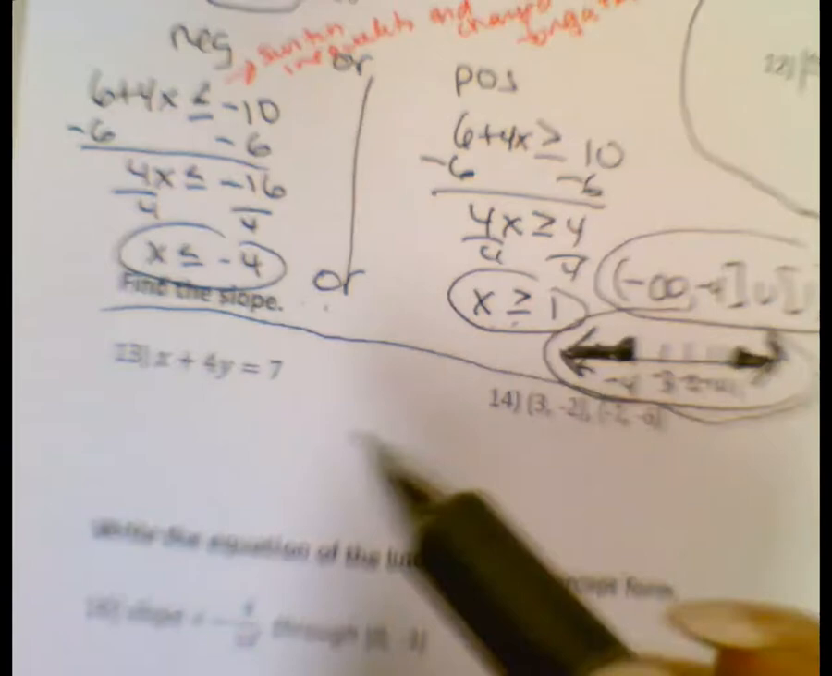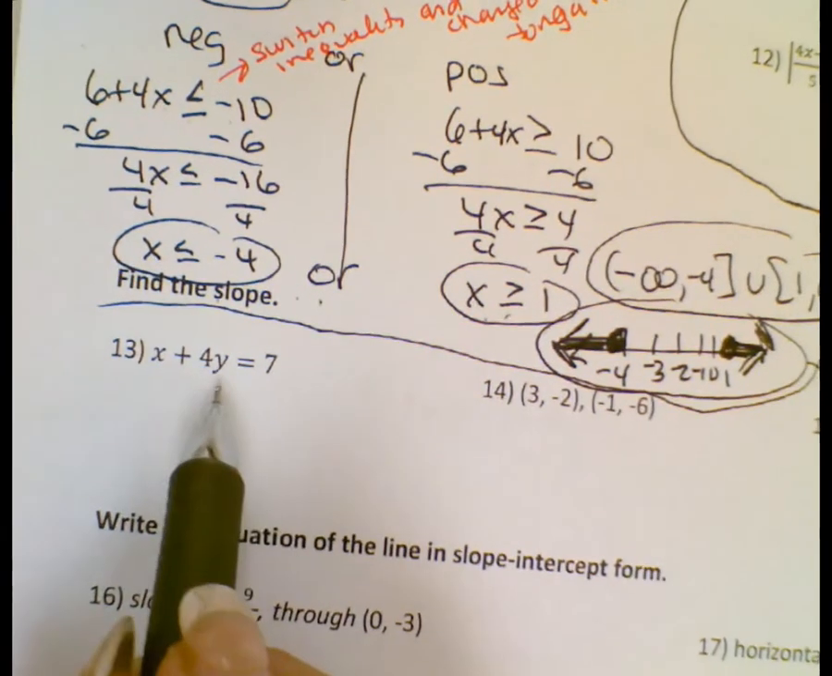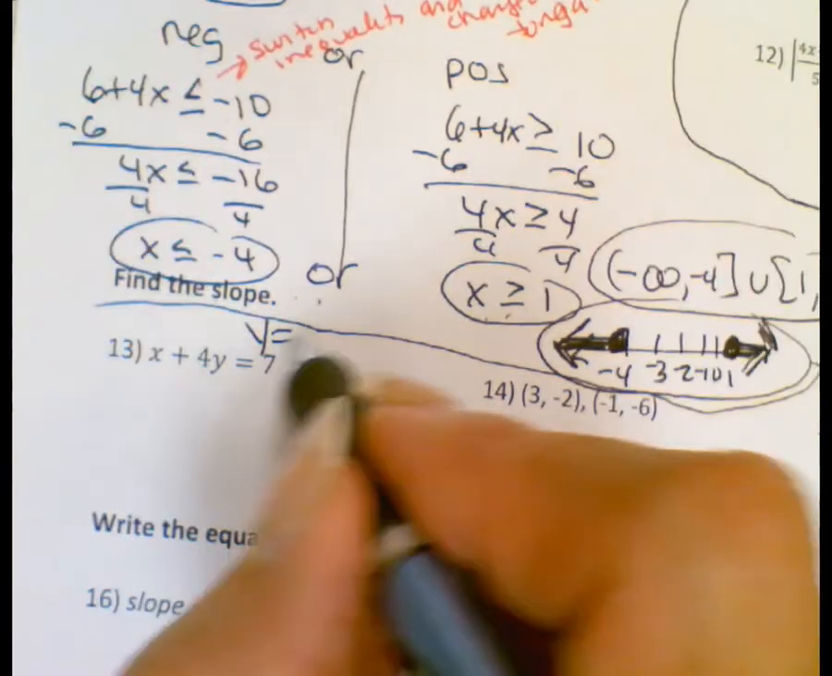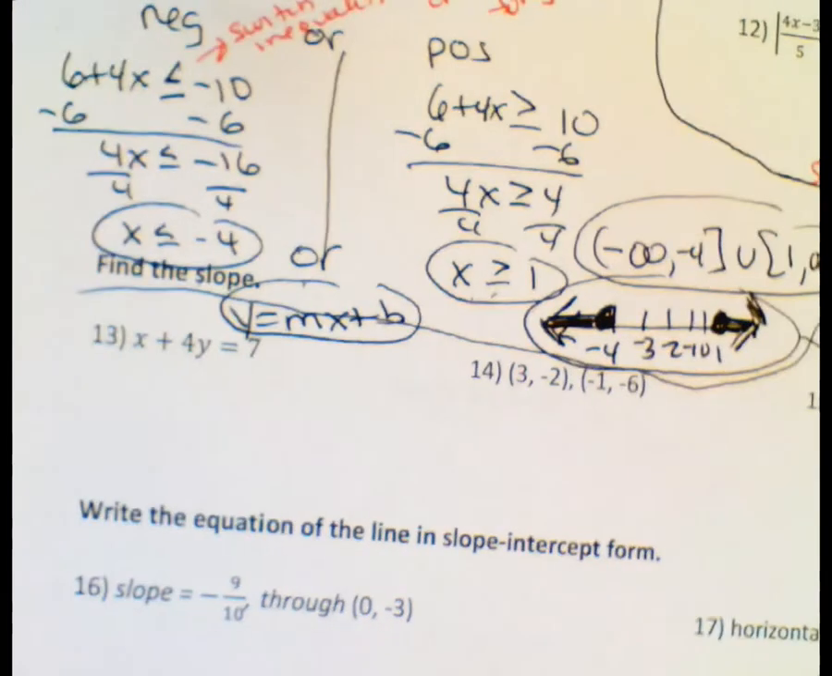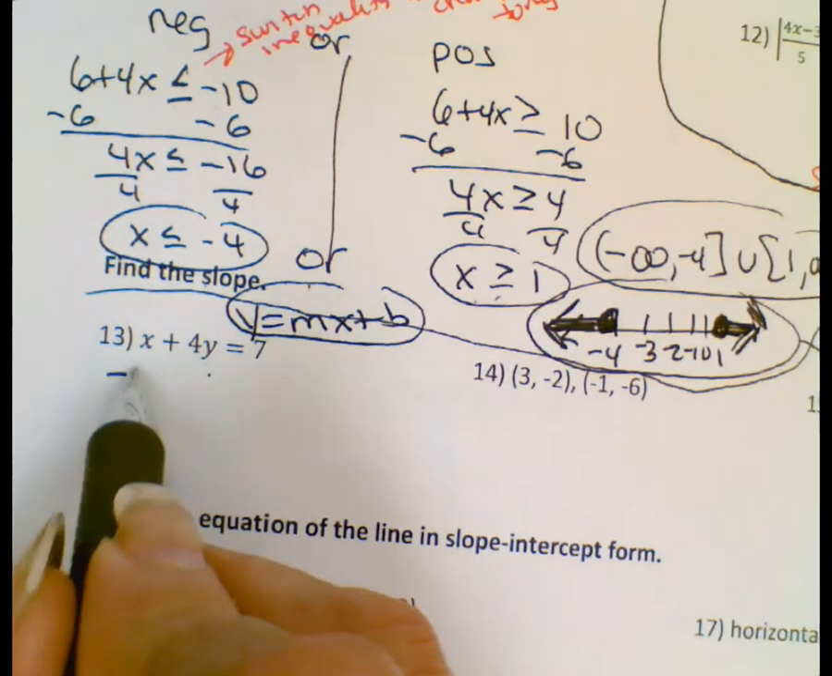Now, how do you find a slope? Well, first of all, if you're given an equation, how do you find a slope? You get it in slope y-intercept form if you can, right? If you're given an equation, try to get it in this form. It means solve for y. So how do you solve for y? Subtract x.